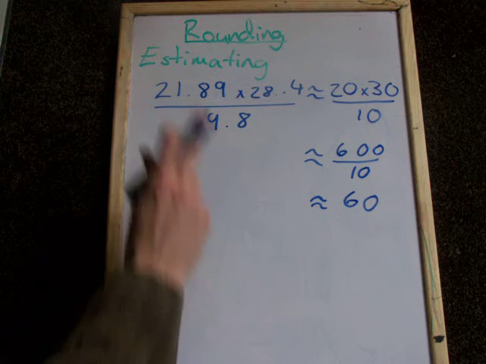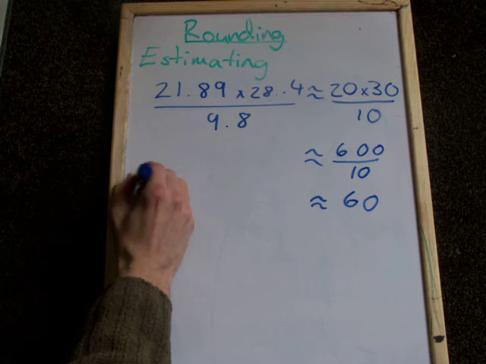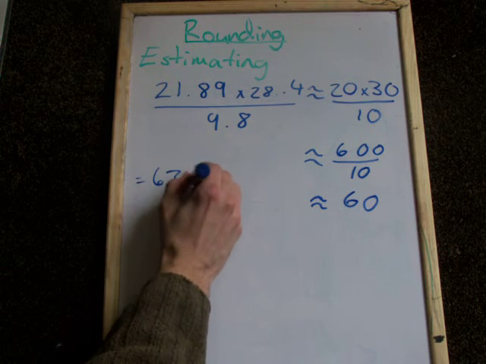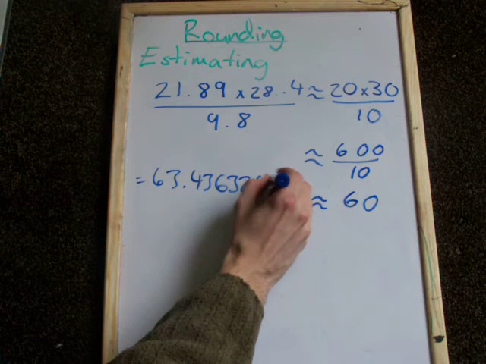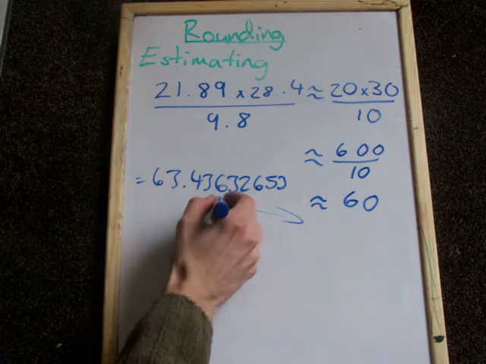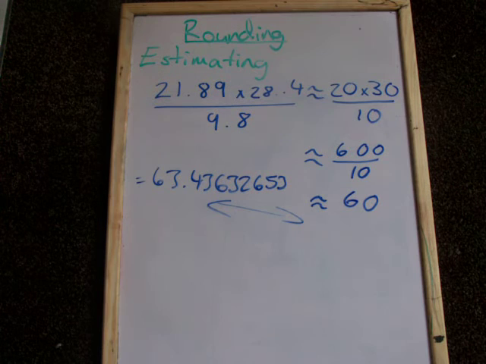The actual answer, if you were to put it into the calculator, would be equal to 63.43632653. So the difference between these two is an accuracy of less than 10%. You're fairly close to your answer when you get 60, and that's the whole point in estimating. That's your D grade material.